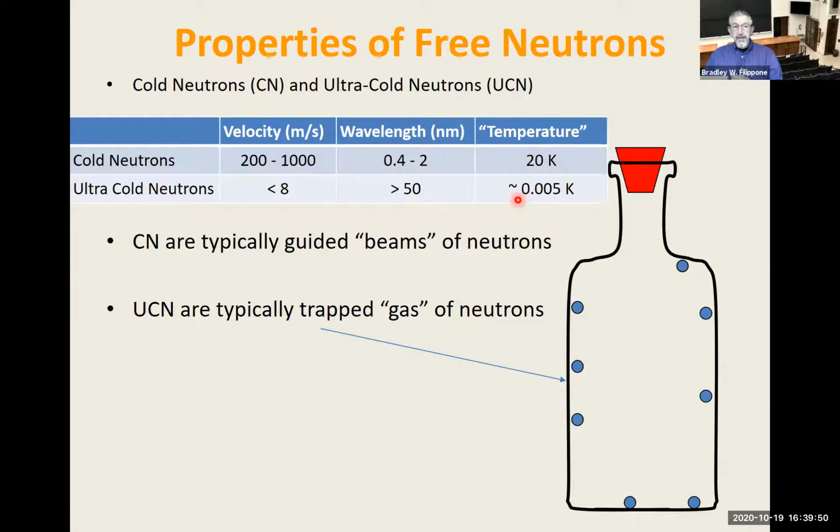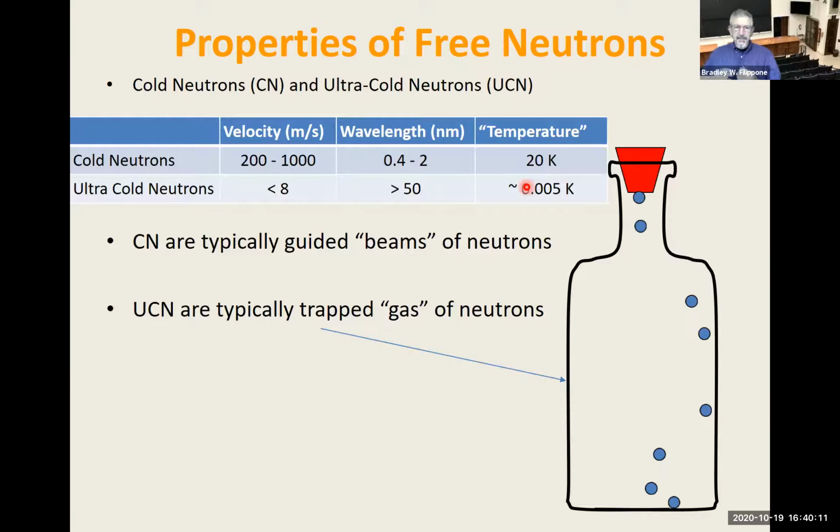Unfortunately, if you want to have 8 meter a second neutrons, they would have to be in thermal equilibrium with something at 5 millikelvin, which is really hard to do if you've got either a reactor or a high energy proton beam. Getting things cold is not trivial. And so for ultra cold neutrons, we have to do something else.